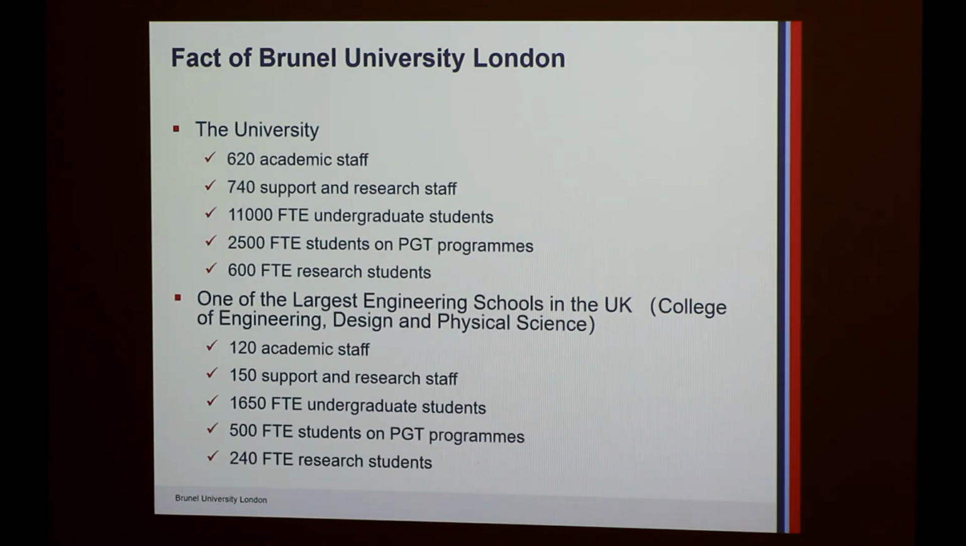I'll talk about some facts. It's not a very big university, it's relatively small. We have 620 academic staff and 740 support and research staff. For undergraduates, 11,000, for postgraduate taught 2,500, and PhD is 600. It's very, very small, right?